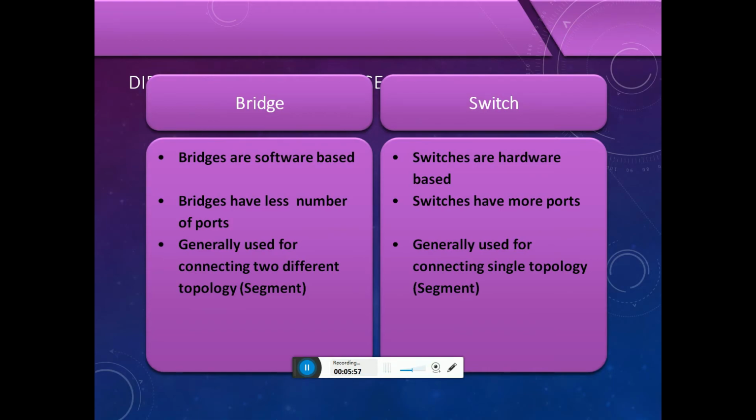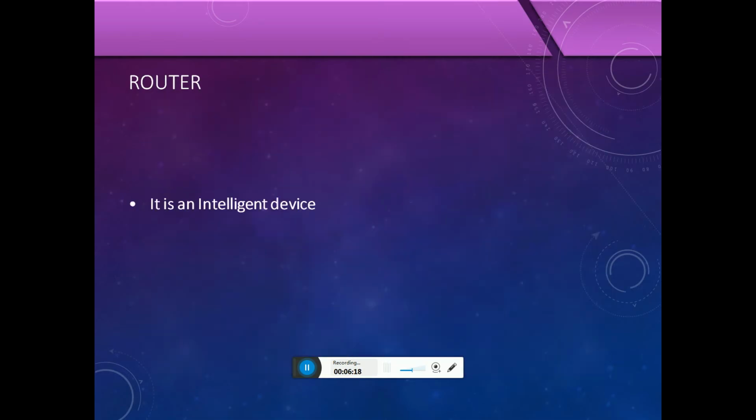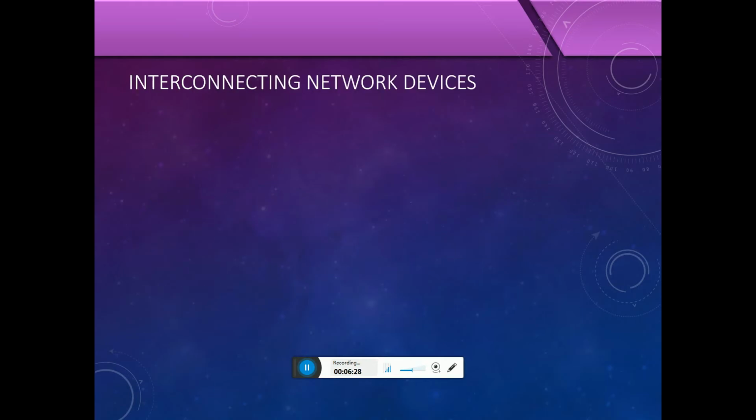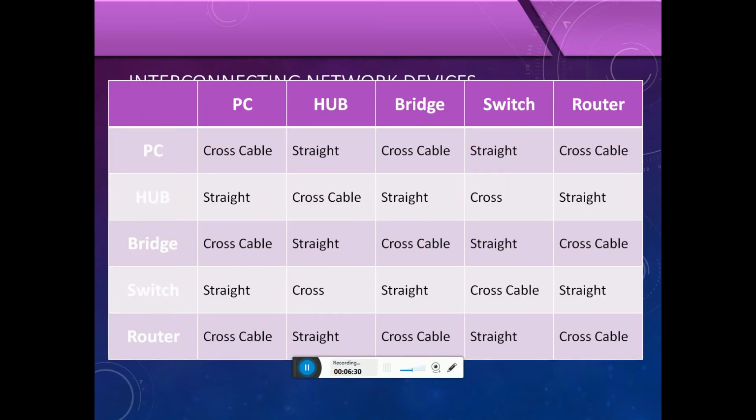Bridge and switch: the bridge is software based, the switch is hardware based. The bridge has fewer ports, the switch has more ports. A bridge is generally used for connecting two different topology segments. A switch is generally used for connecting a single topology segment. Router: it is an intelligent device. It works with logical addresses, IP, IPX, and AppleTalk. It has flexible bandwidth and is used for internet connecting of networking devices.